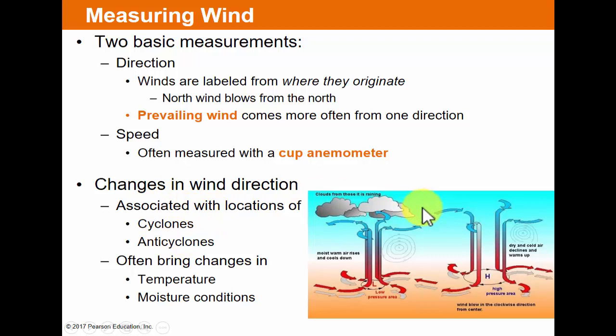So as passing cyclones and anticyclones move along, they change the wind direction, but they also change temperature and moisture conditions, because a south and southeast wind is going to bring warm and oftentimes moist air in, so higher humidity air, where a north and northwest wind is going to bring drier air. So passing anticyclones effectively will give you changes in wind direction that also end up creating changes in moisture conditions.